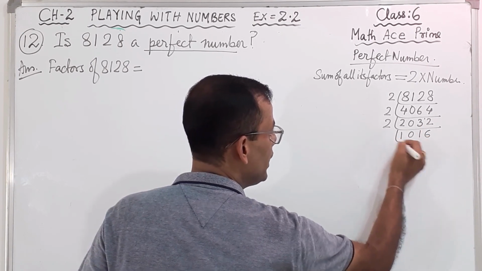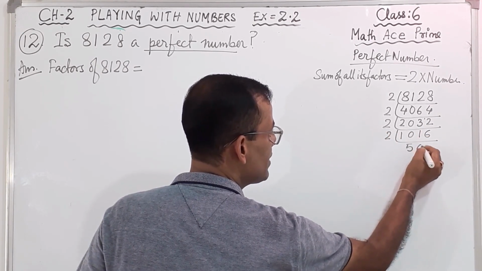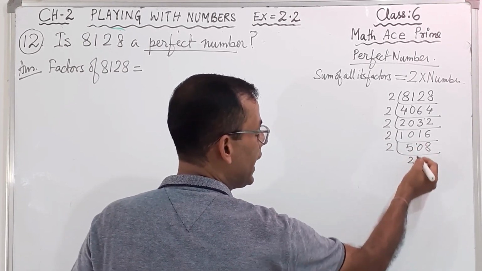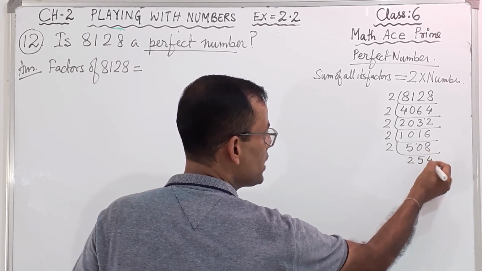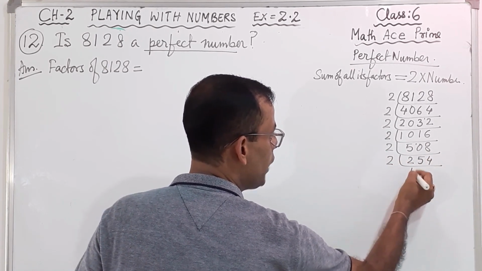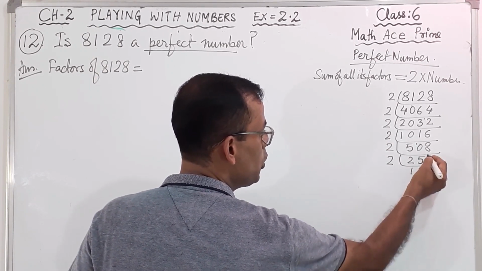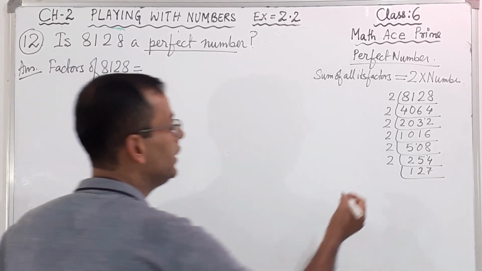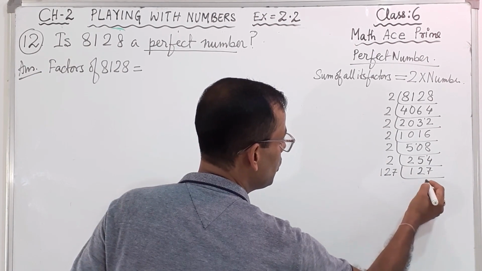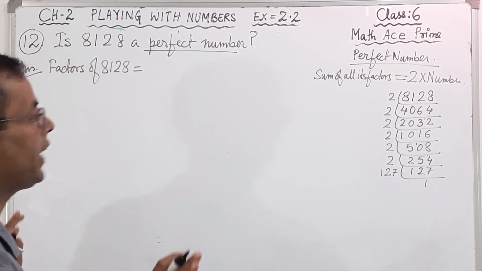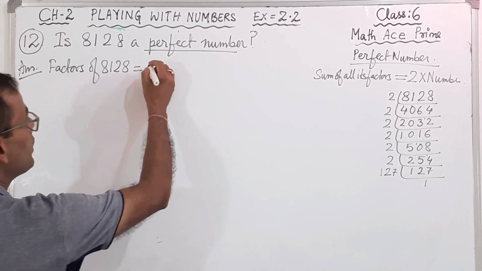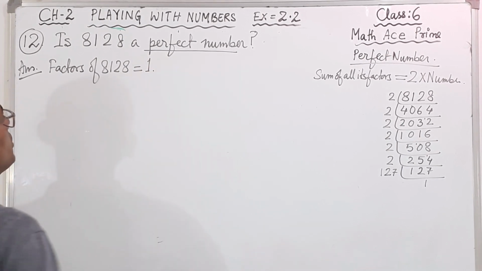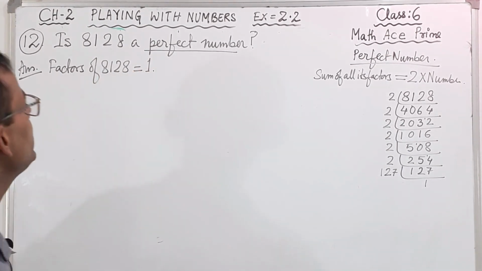Again this one will go, 2 5s are 10, then 0, 2 8s are 16. Again this will go, 2 2s are 4, 1 carry 10, 2 5s are 10, 2 4s are 8. Again it will go, 2 1s are 2, then 2 2s are 4, 1 carry, 2 7s are 14. And after that 127, it will go with 127 once. Clear no? So these are the factors. So now we will write the factors, okay. So first we will start from the smallest one. So 1, then factors of 8128 are what?